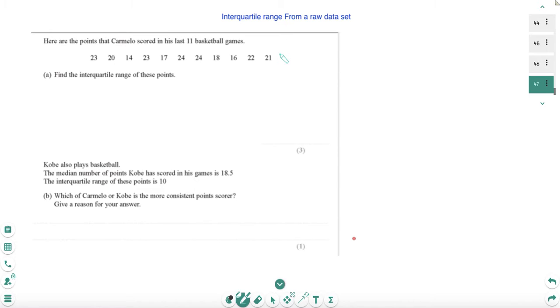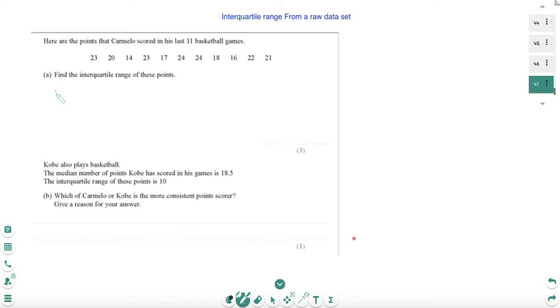I think I had another question. Here, let's do this question here. Here are the points that Carmelo scored in his last 11 basketball games. These are all his points. Find the interquartile range of these points. So step 1, before you do anything, you must order these points.